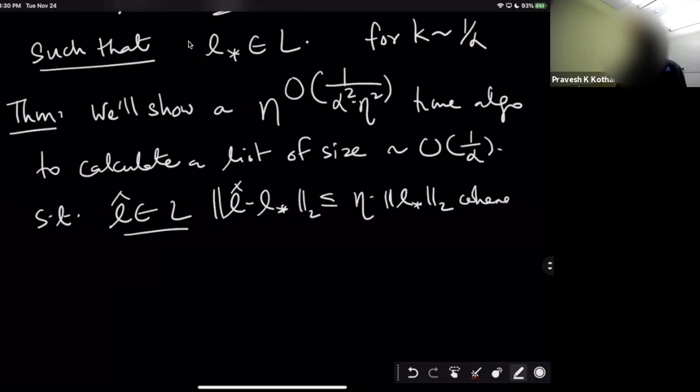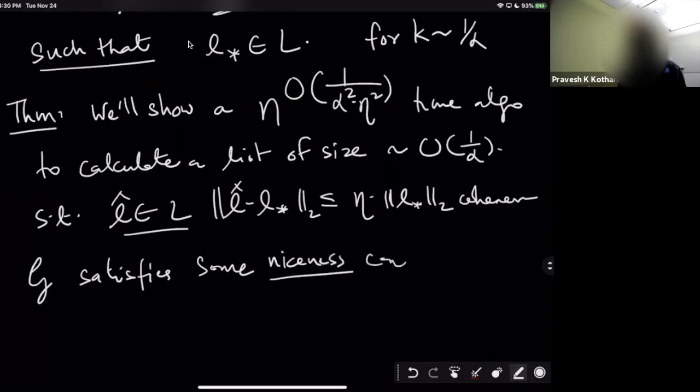This holds whenever G in S satisfies some niceness condition. What that condition should be, we'll soon decide. But basically, when G, the good part, satisfies some additional assumptions, then no matter what the bad part is, we will be able to compute a list of size about O of 1 over alpha. The running time we'll spend is this.